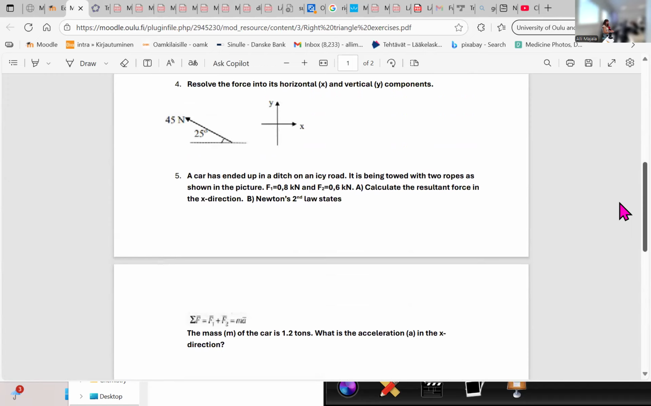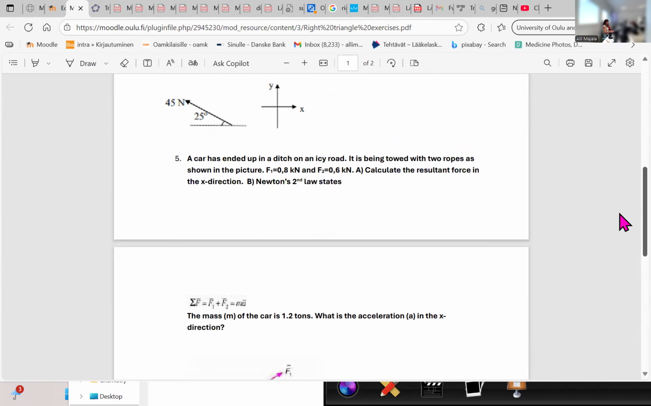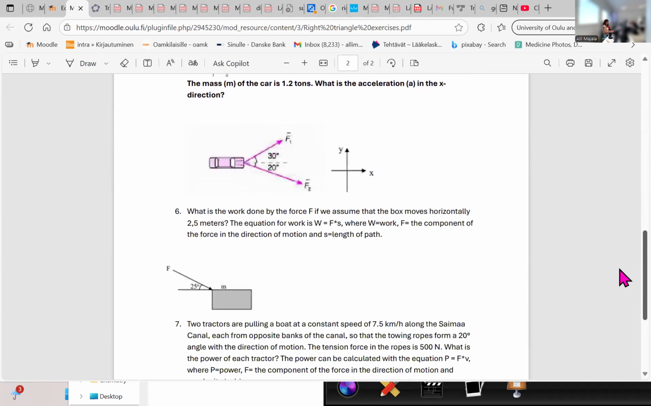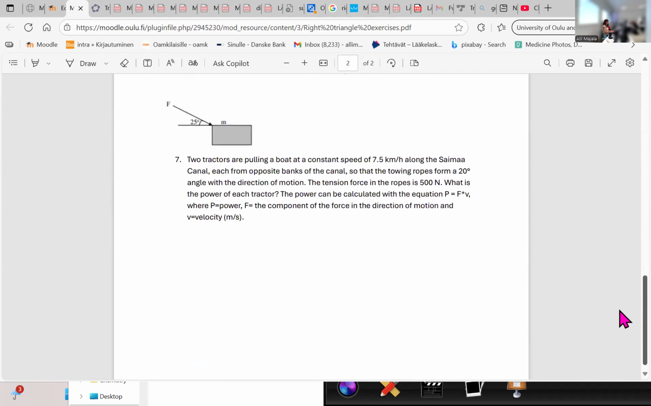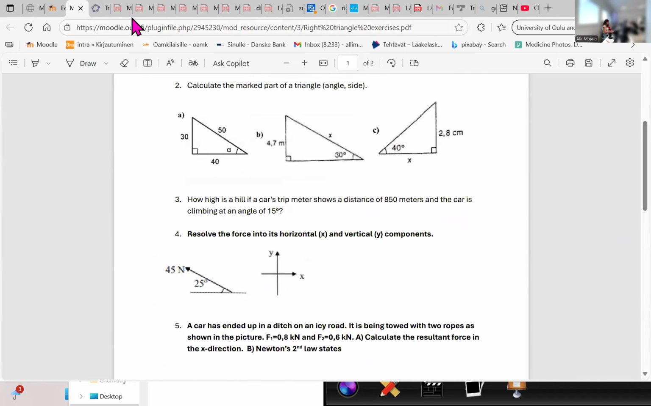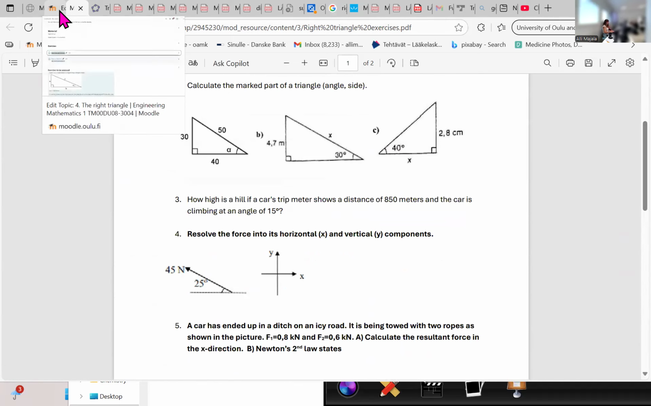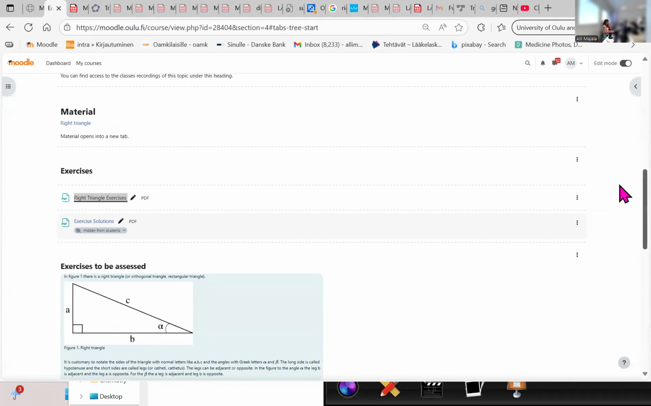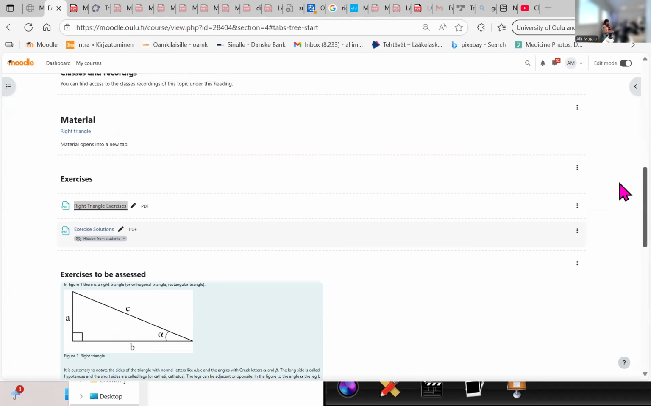Resolve force into its horizontal and vertical components. Or then some kind of problems. But I didn't put here the ones that we do in the physics, the ones that are a bit more complicated, because this is not a physics lesson anyway. So it's just simple stuff.